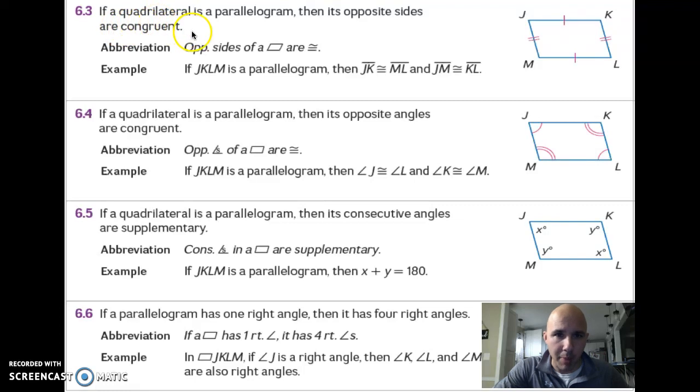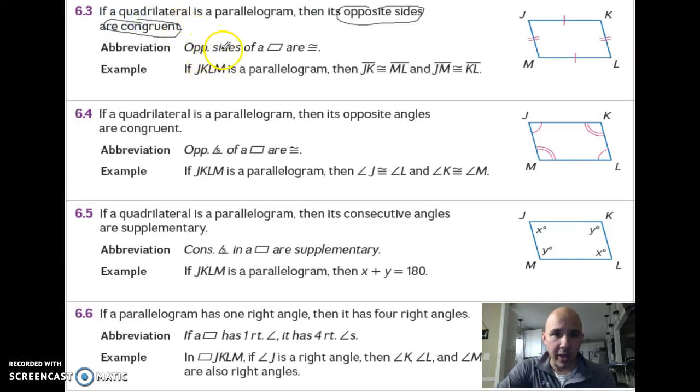Now, our first property of parallelograms is if a quadrilateral, which means it has four sides, if it's a parallelogram, meaning the sides are parallel on both sides, then its opposite sides are congruent. So if it's a parallelogram, the opposite sides have to be the same.